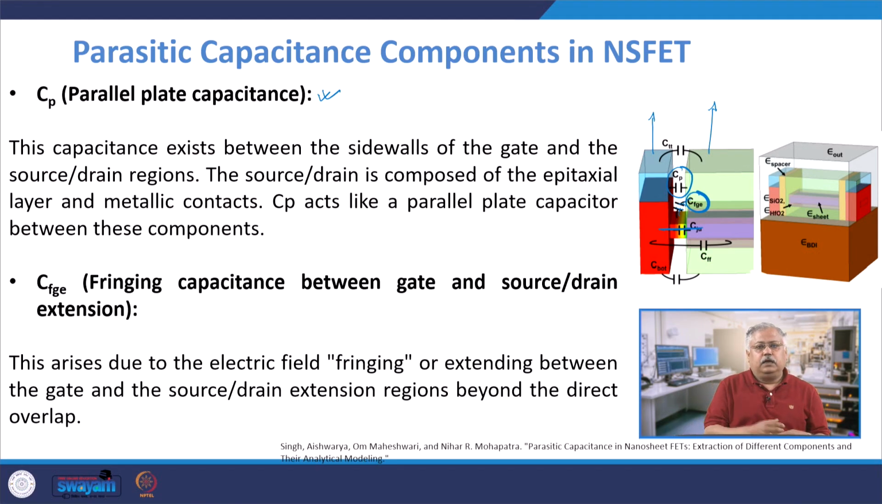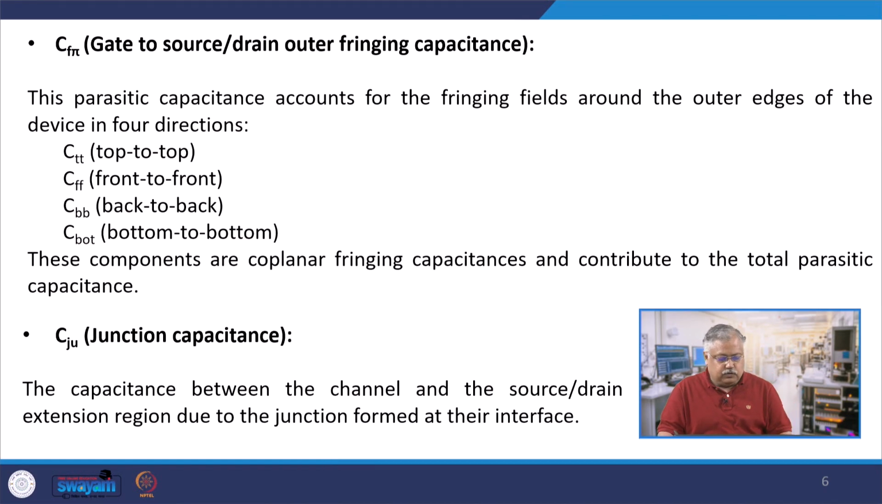This fringing field extends beyond the direct overlap. So as you can see, the reason it is referred to as the source-drain extension region, and that results in some capacitance which is referred to as CF. So this is your CP, this is your CFGE which you see in this case, right? We will go one by one and explain each of them.